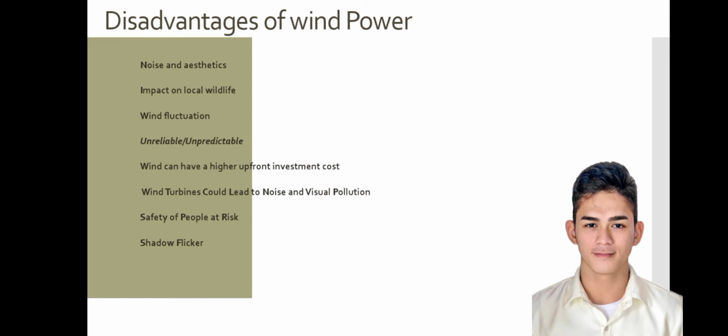So by comparison, between 797 million and 5.29 billion birds are killed by domestic cats and other human activities, and 599 million birds die by flying into buildings in the US alone. Third disadvantage is wind fluctuation.